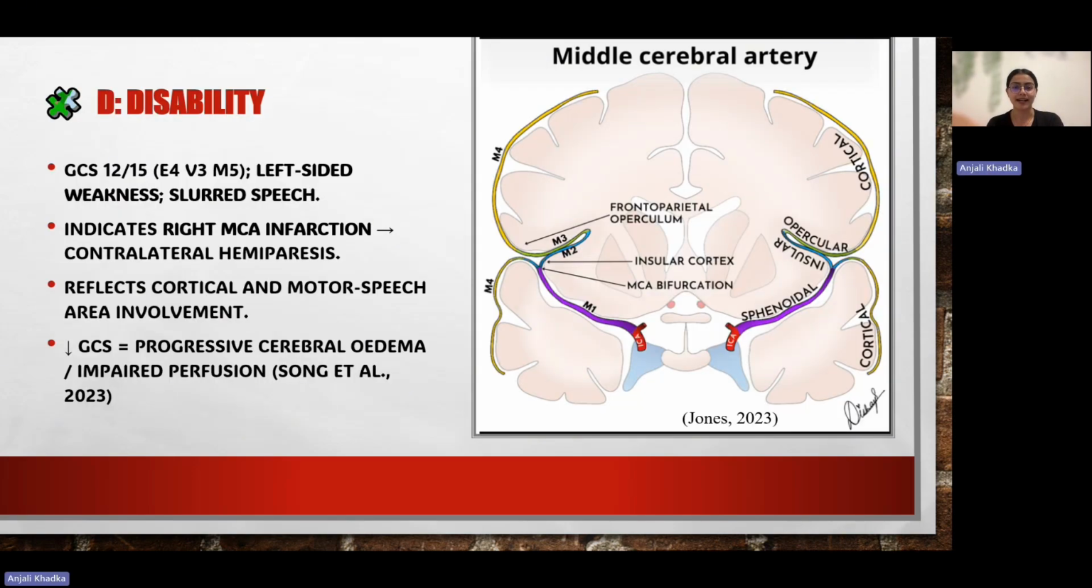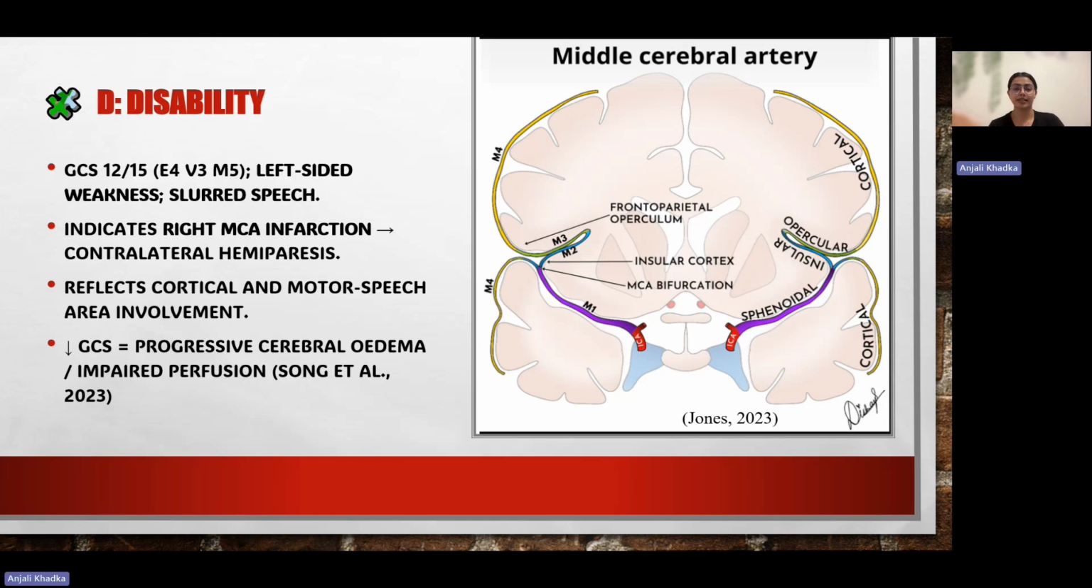Let's talk about the next part, which is disability. As we can see in this image, the right middle cerebral artery region controls motor and sensory functions of the left face and limbs. Mrs. Manalo's GCS is 12 out of 15 with left hemiparesis, facial droop, and slurred speech. All of them are pointing to a right middle cerebral artery infarction.